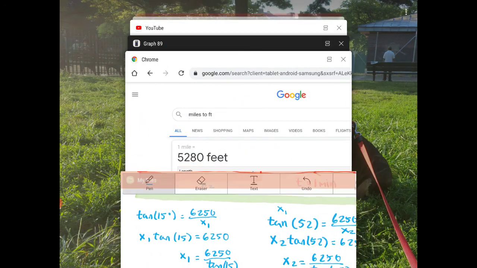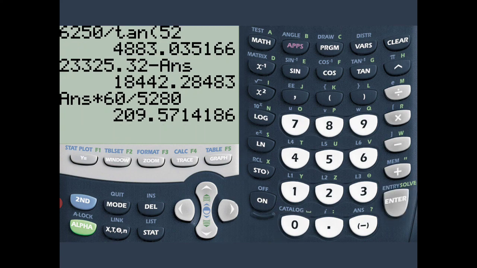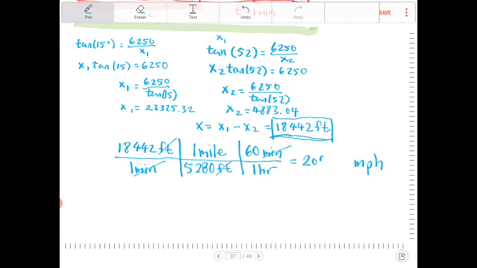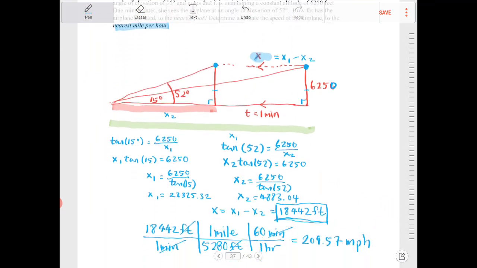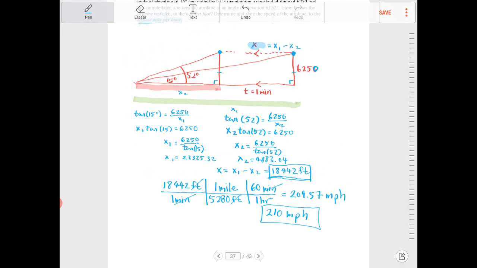So let's take a look: multiply by 60, divided by 5,280, and that will be 209.57. The question says to round to the nearest mile per hour, so the answer is 209, actually 210 miles per hour. That's the answer there. That's it.